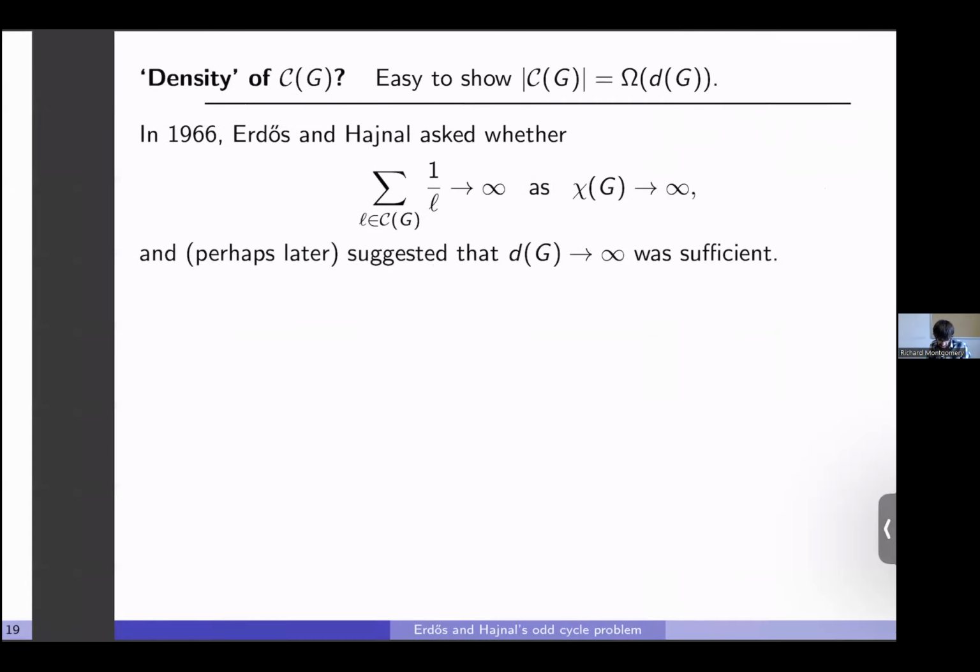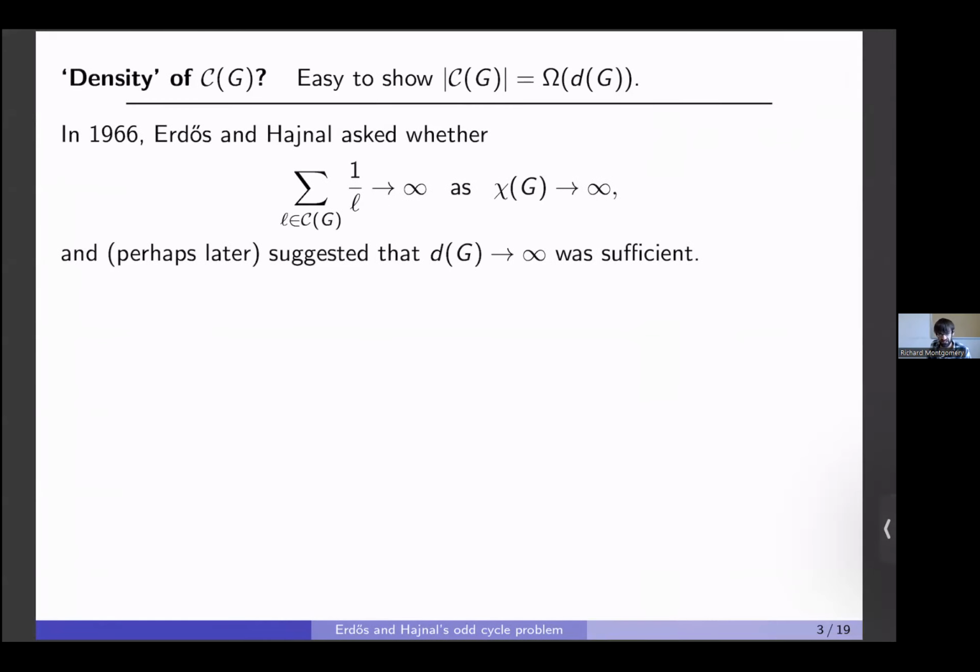So in 1966, Erdős and Hajnal suggested this function here on the left as some measure of the density of the cycle lengths in a graph. So specifically they asked, if you take the sum of the reciprocals of the cycle lengths, is that forced to go to infinity as the chromatic number of a graph goes to infinity? And like some of these problems that appear quite a bit in the problem papers of Erdős, it's a little unclear, but perhaps later they then suggested that maybe just having a large average degree should be sufficient for the sum of the reciprocals to go to infinity.